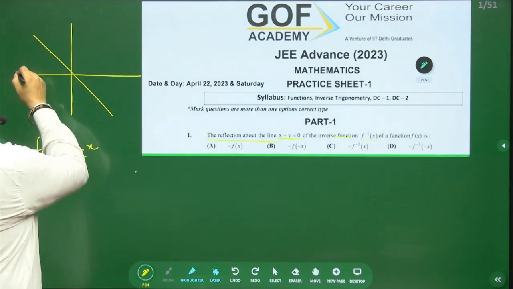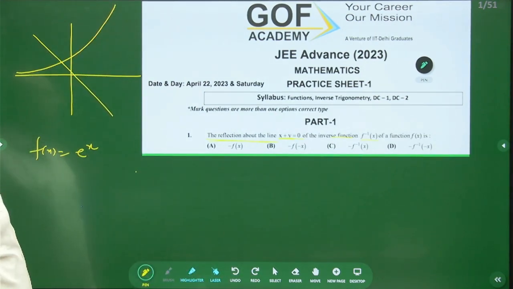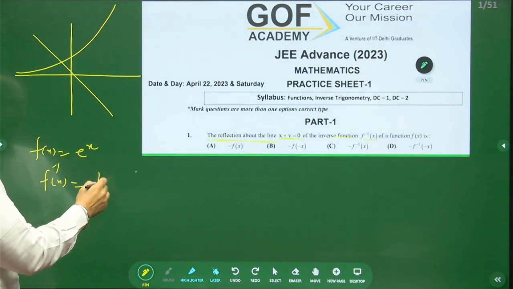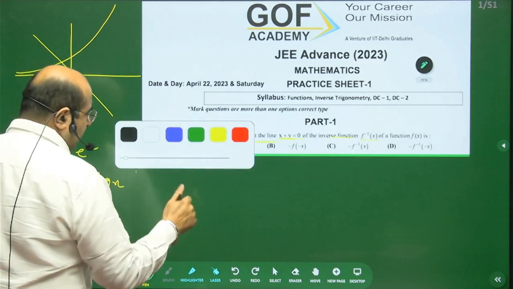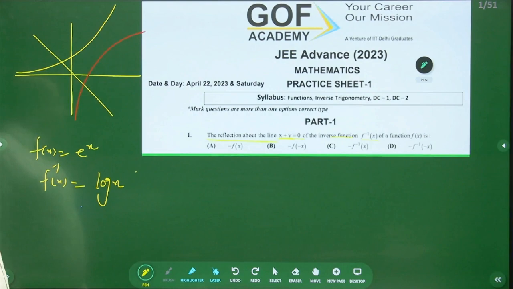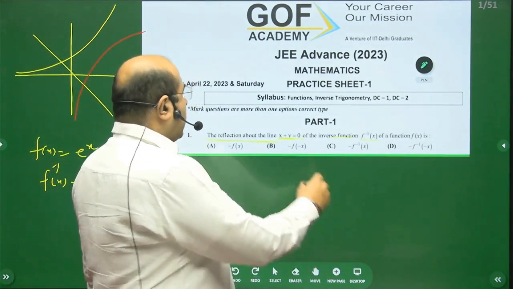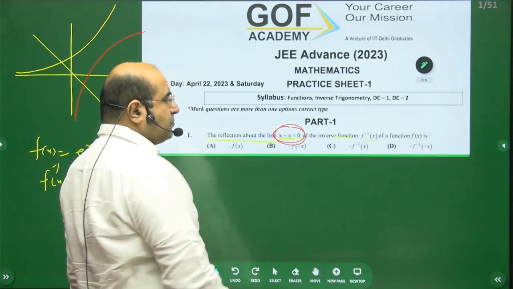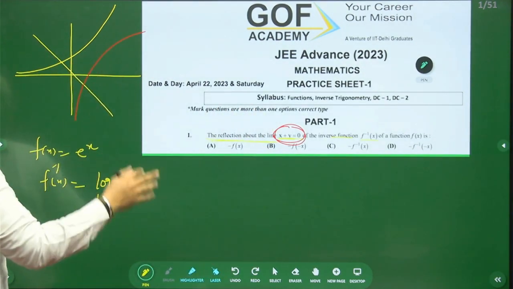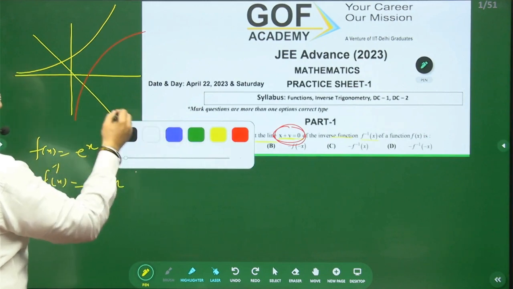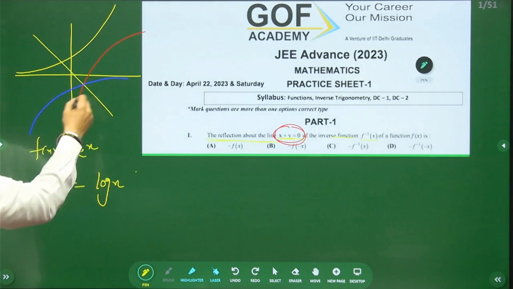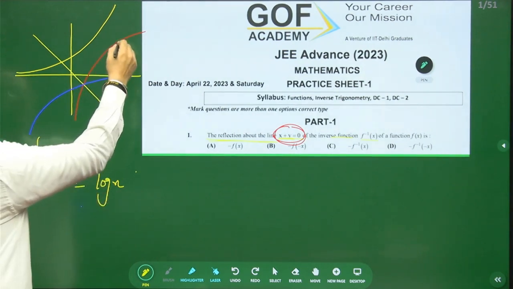If we draw e power x, it goes like this. Then we know that the inverse of this is nothing but log x. Everybody knows that. That will go like this. So I want the reflection of the inverse function. Its reflection is looking like this. This is the reflection of f inverse x.